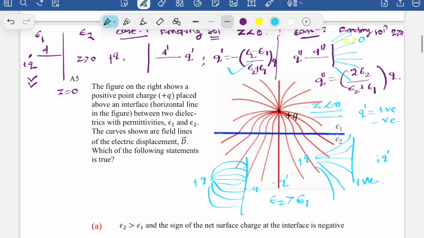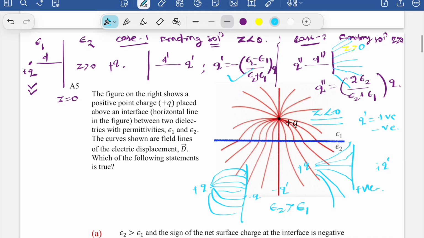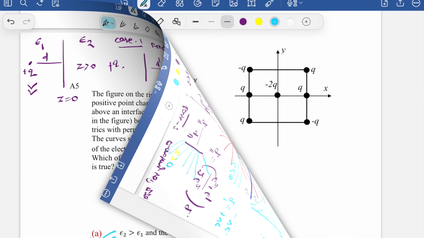So the correct option is, since in the question you can see the field line is attractive, it seems there is an image negative charge, and you would expect the field line to be attractive. So the correct option is option A.